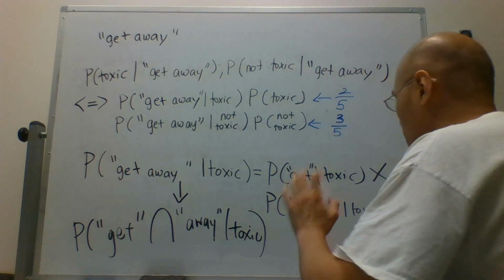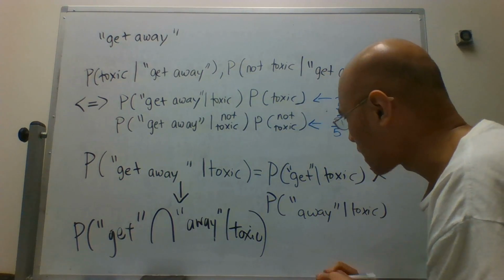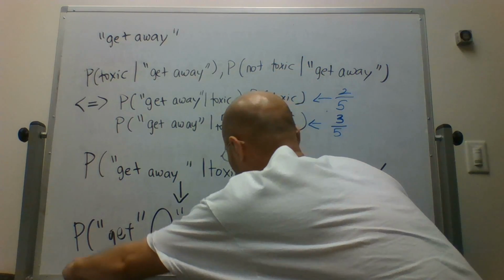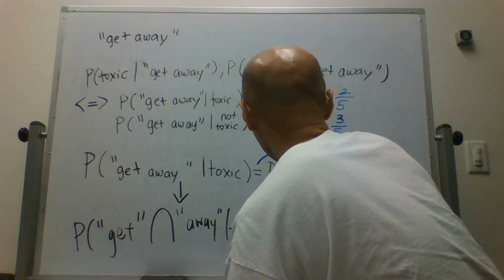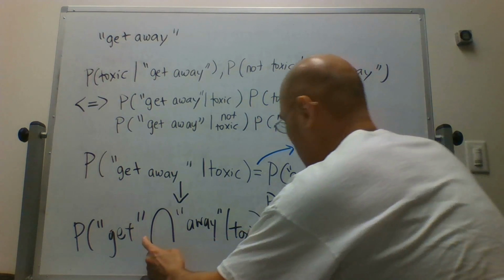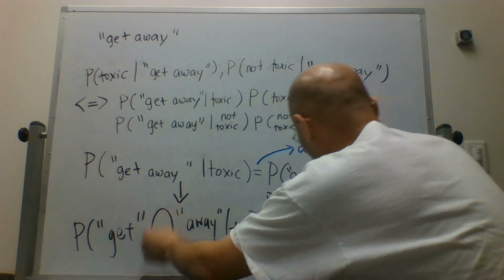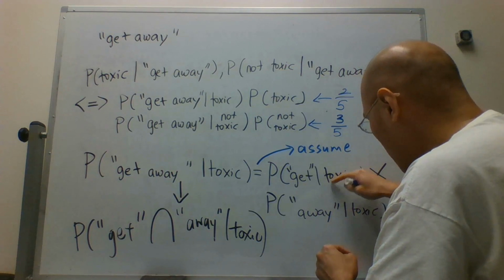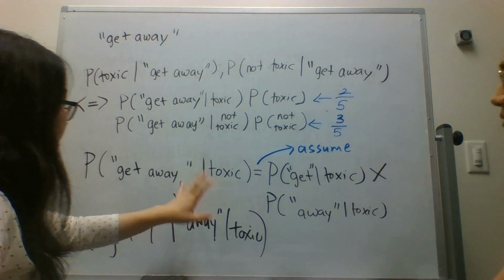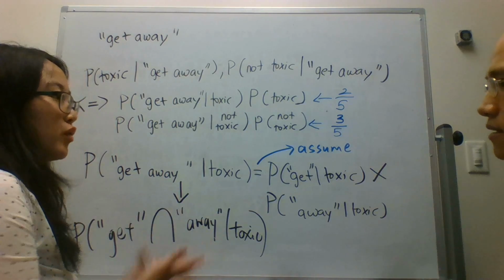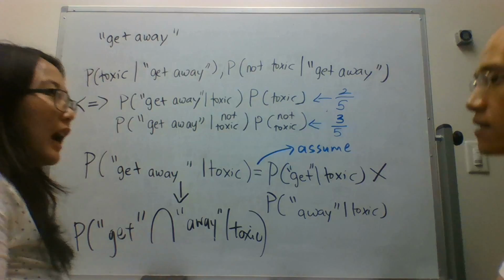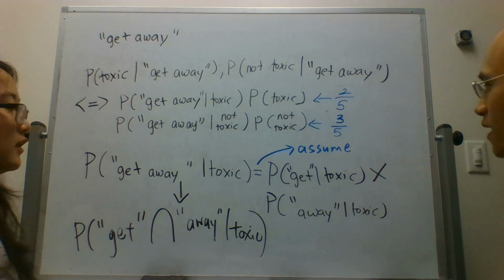The conditional independence assumption, I think it's good to say that this is an assumption. We're assuming that this event can be broken down into these two events multiplied together. Often in real life this becomes a very dangerous assumption, and this is part of the reason why naive Bayes earns the name naive.